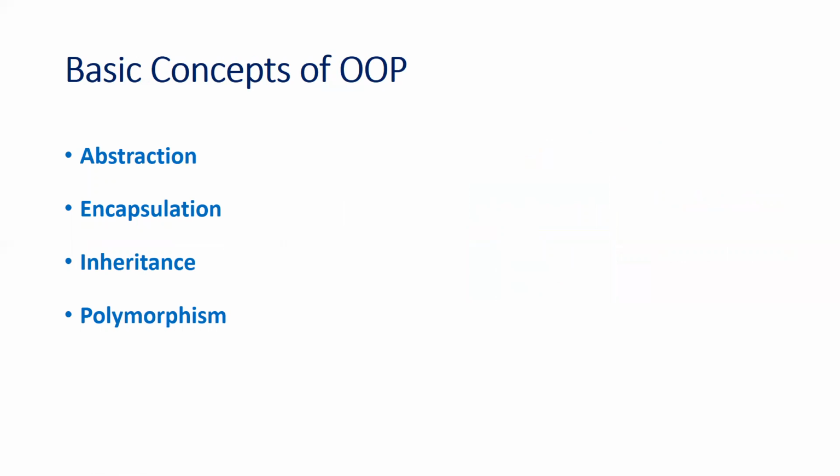Now we are going to talk about some basic concepts of object-oriented programming. They are very important for us because we will try to implement these concepts in our future classes. They are abstraction, encapsulation, inheritance, and polymorphism. Let's learn a little bit about them.